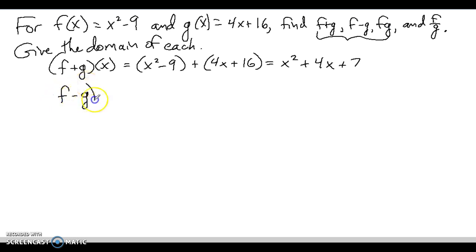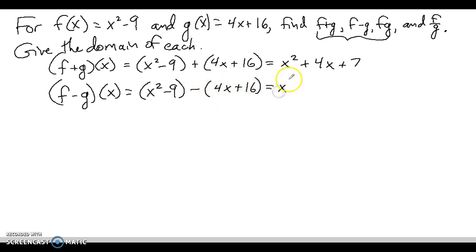f minus g of x is going to be f of x minus g of x. And this time, since that's subtraction, we are basically multiplying everything in here by -1, so I need to distribute that -1. We have x squared minus 9 minus 4x minus 16. And now we combine like terms, and we get x squared minus 4x, -9 minus 16 is -25.